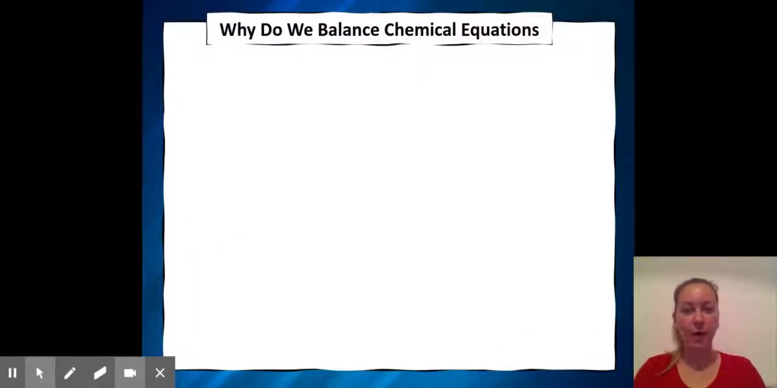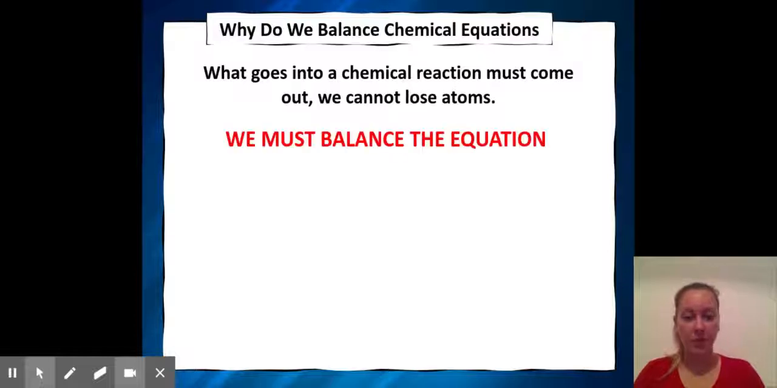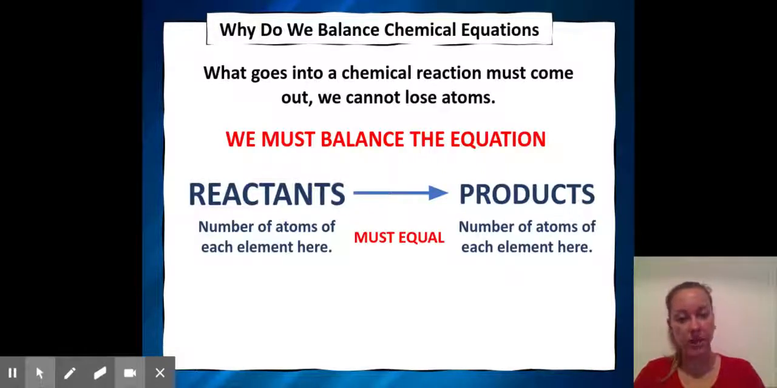So first of all, why are we doing this? What goes into a chemical reaction must come out. Atoms don't just disappear or just appear out of nowhere. Whatever you start with, you also have to end with. So that's why the equation must be balanced. The number of atoms on the left, or the reactant atoms, must equal the number of atoms on the right, or the product atoms. Each number must equal that of the other side.